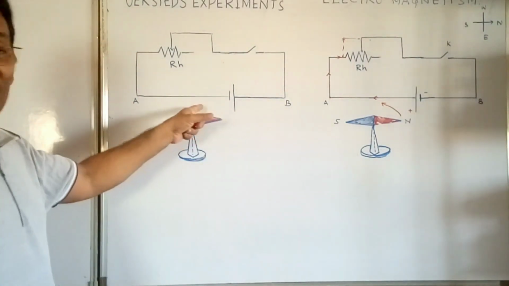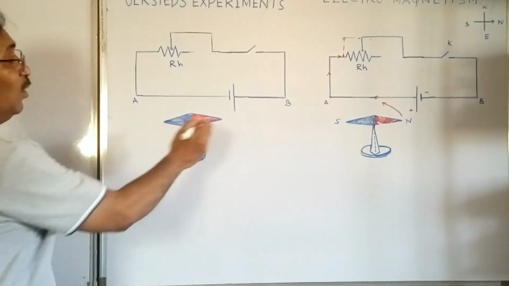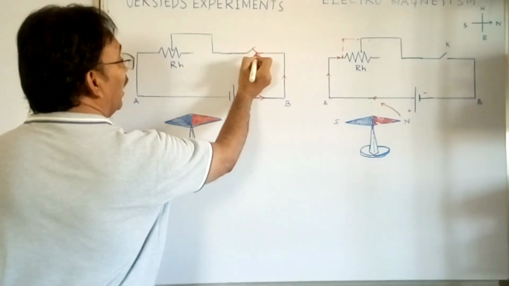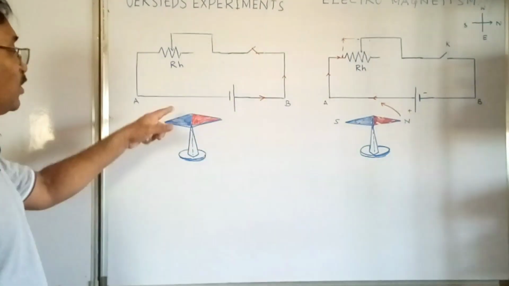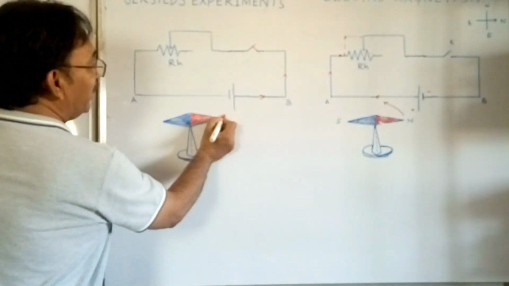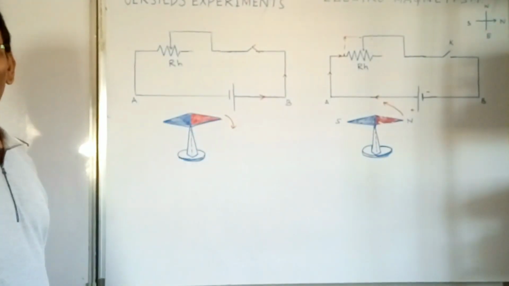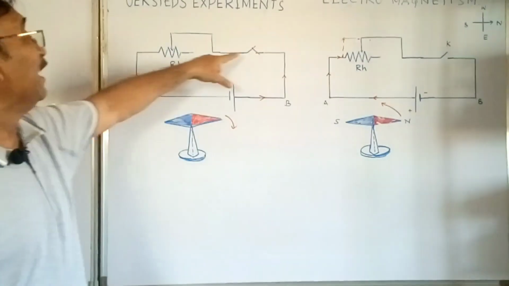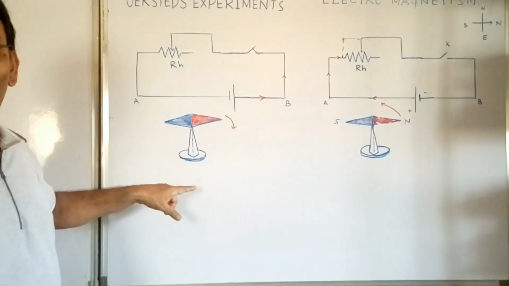He changed the polarity. See this diagram. In this one, what is happening? See, it is the direction of the current. He pressed the key and he observed that the needle deflected in the opposite direction. Here in that one, it deflected towards the west, and in this case, it deflected towards the east. When he released the key, he got the same result.